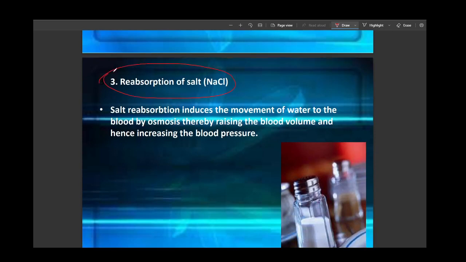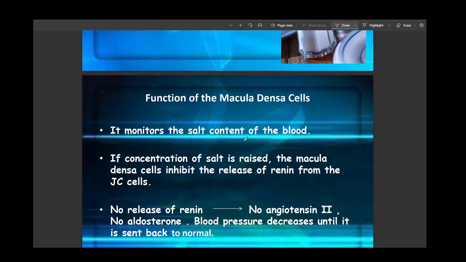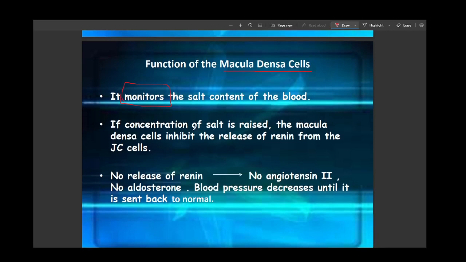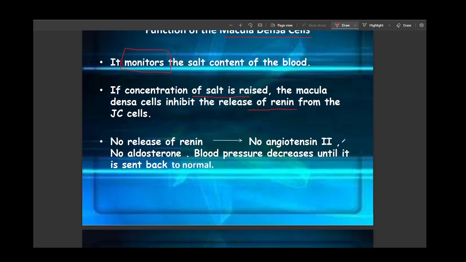How does the reabsorption of salt happen? Basically, I told you this before. It induces the movement of water into the blood by osmosis, thereby raising the blood volume and hence increasing the blood pressure. What is the function of the macula densa cells? They monitor whether the blood pressure is low or high. If the concentration of salt is raised, the macula densa cells inhibit the release of renin, and there is no angiotensin 2. So no renin, no angiotensin 2, no aldosterone, and blood pressure decreases until it is back to normal.